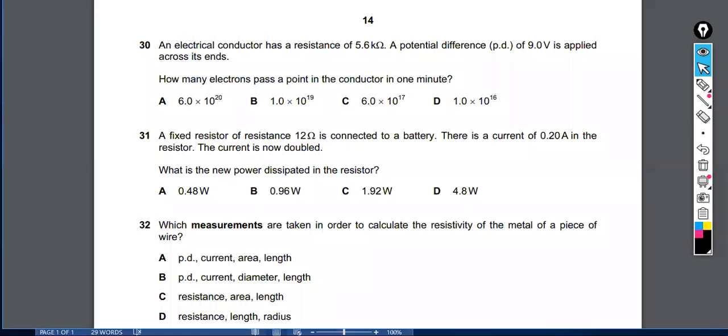It reads, an electrical conductor has a resistance of 5.6 kilo ohms. A potential difference, PD, of 9 volts is applied across its ends. How many electrons pass a point in the conductor in 1 minute?